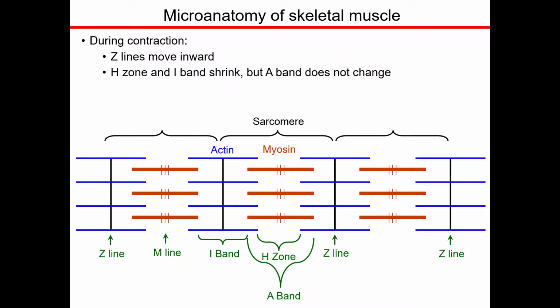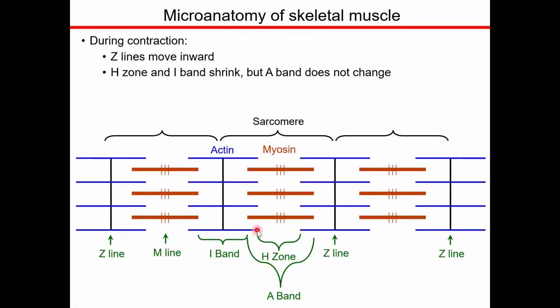During contraction, our Z lines are going to move inward. So this Z line will be moving in this direction to the left. This Z line will be moving to the left. On the other side, this Z line will be moving to the right. This Z line will be moving to the right.